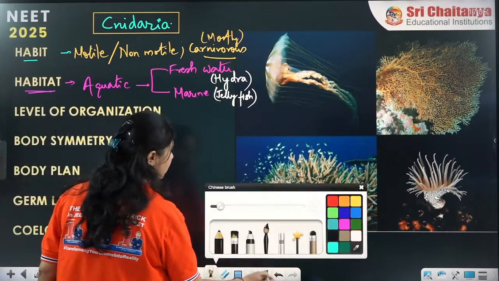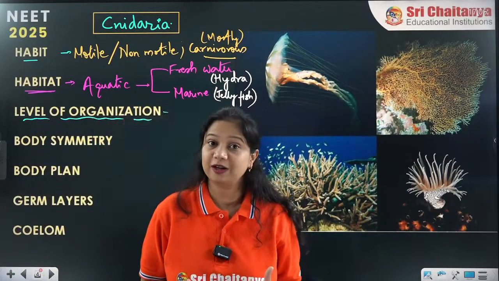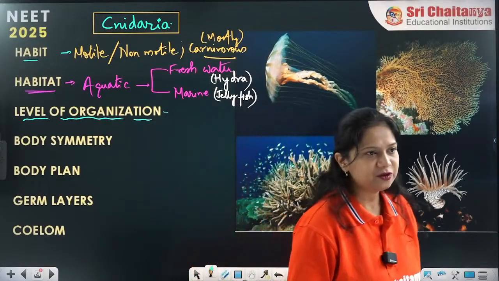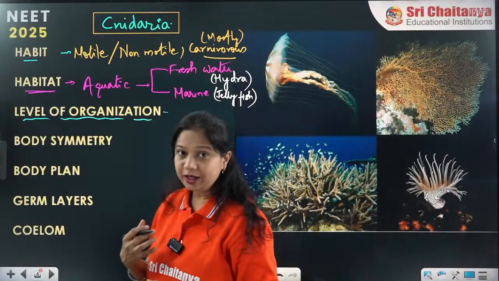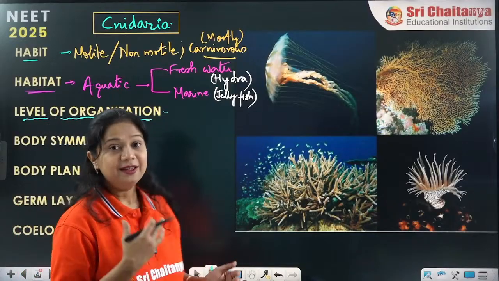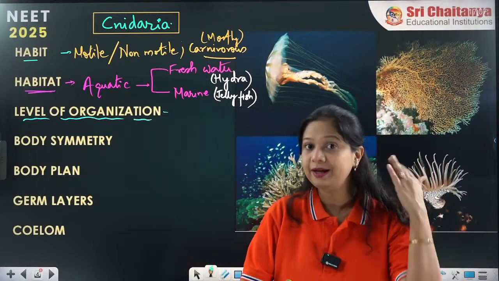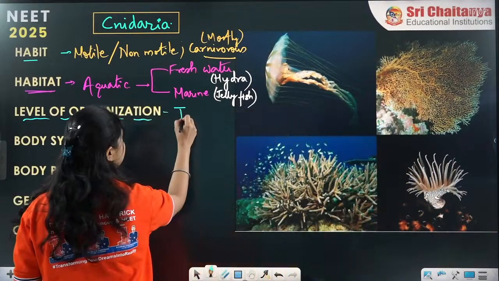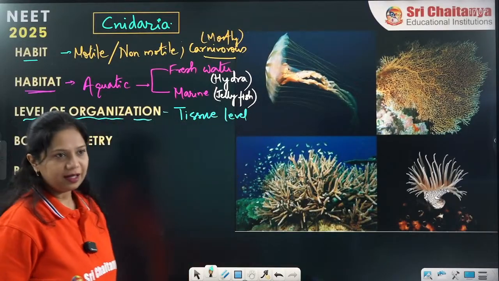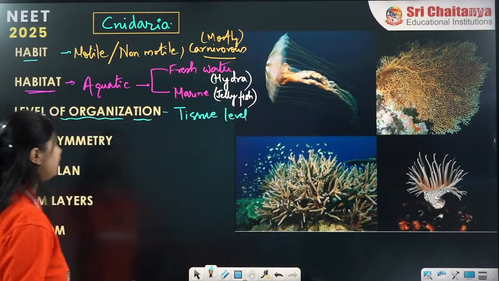Now we are coming to the part which is called the level of organization. Level of organization we have already discussed. That means how the body is made, which type of structures the body is made up of. The body in case of poriferans was made up of cells. But in this case, the body has now evolved more. Now they have evolved one step ahead and cells have evolved to become tissues. So they have tissue level of organization.